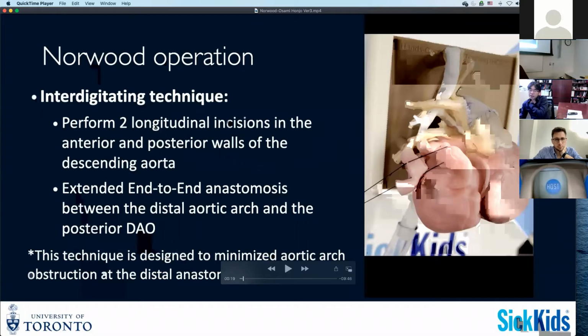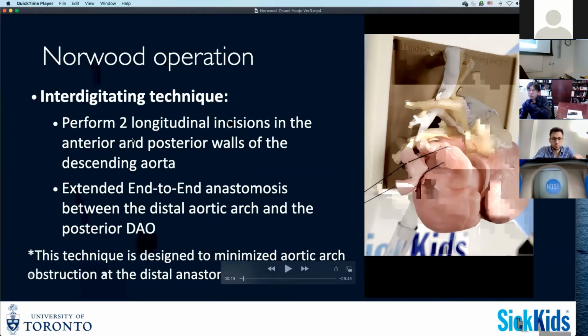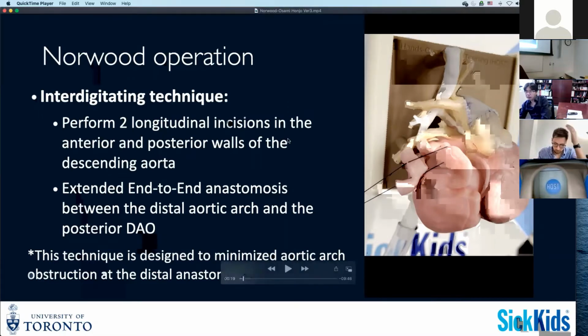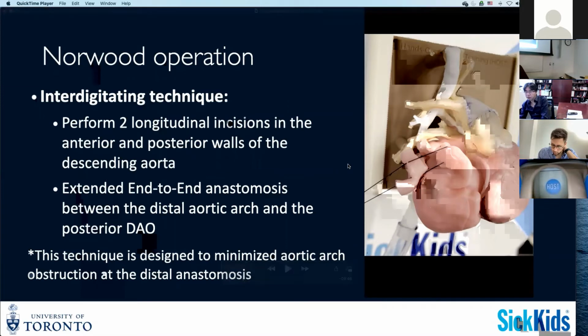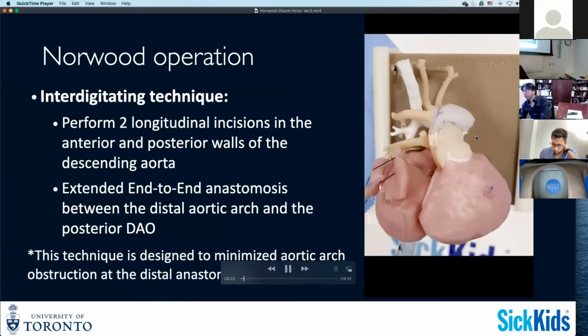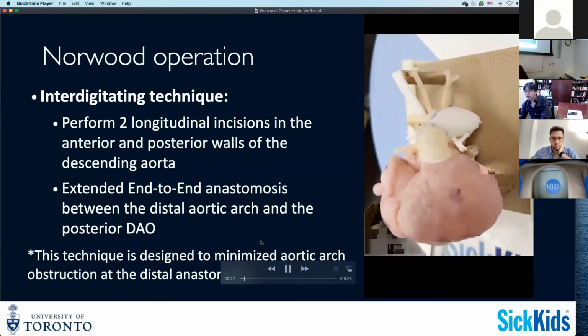But the essence, I think, the difference compared to other techniques is to have two incisions into the descending aorta, with the hope that that will minimize aortic artery obstruction at the distal anastomosis level. So this is the proximal part, and the distal end I will show you in the steps.